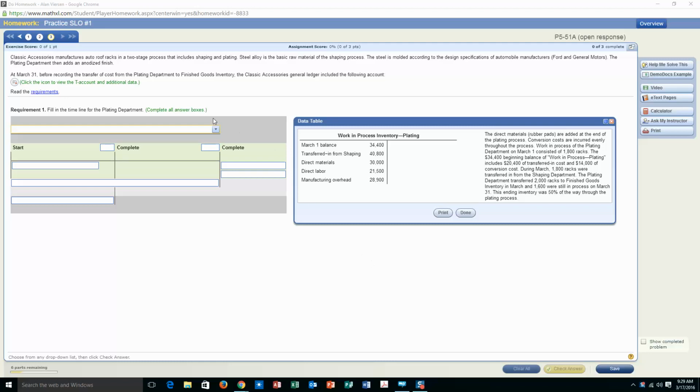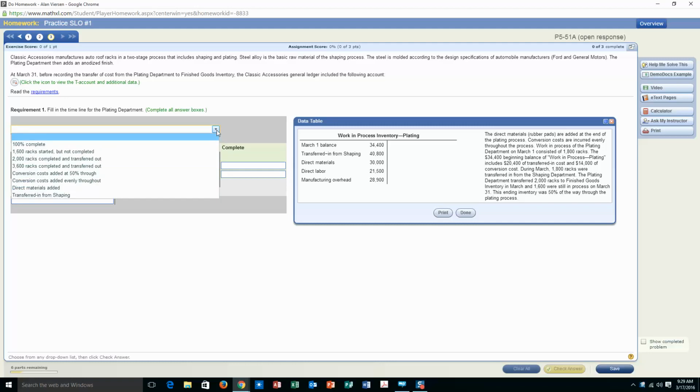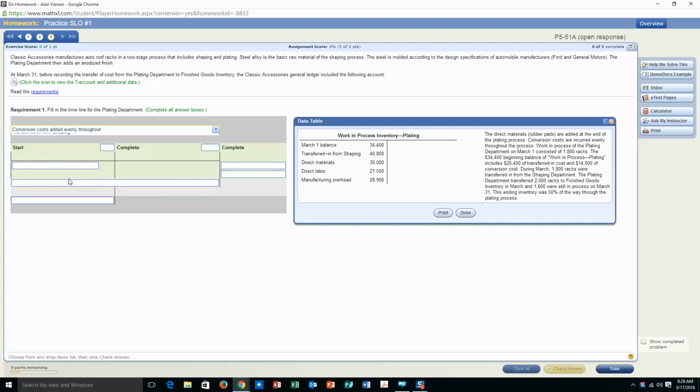Now, to begin with, this little part up here, I'm going to help you go through it. It's a little bit different, but I'll just do it. Conversion costs are added evenly throughout the process. Basically, it says these are transferred in from the shaping department. The work in process is 50% done. This is 100% done. The materials for this department are added at the end, so you put direct materials added when it's done, or 100% done. You also are going to transfer out to finished goods.